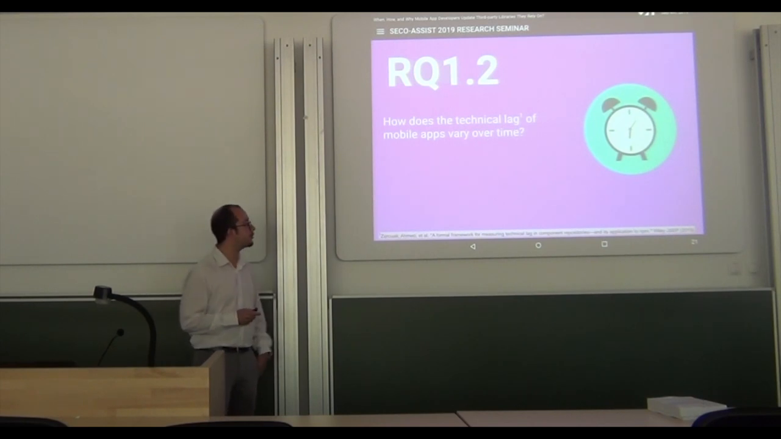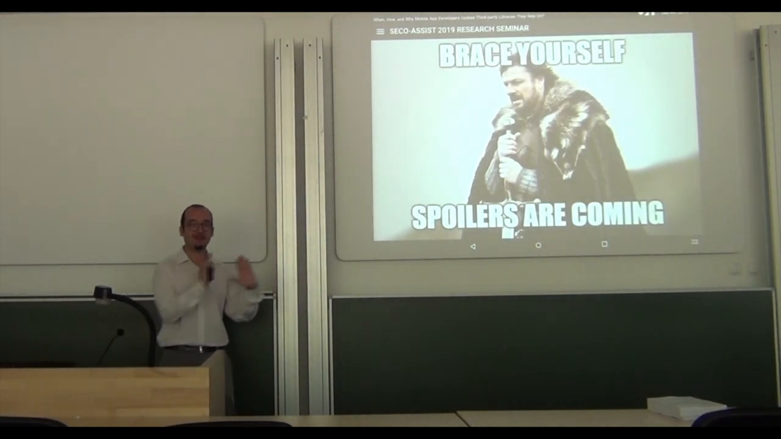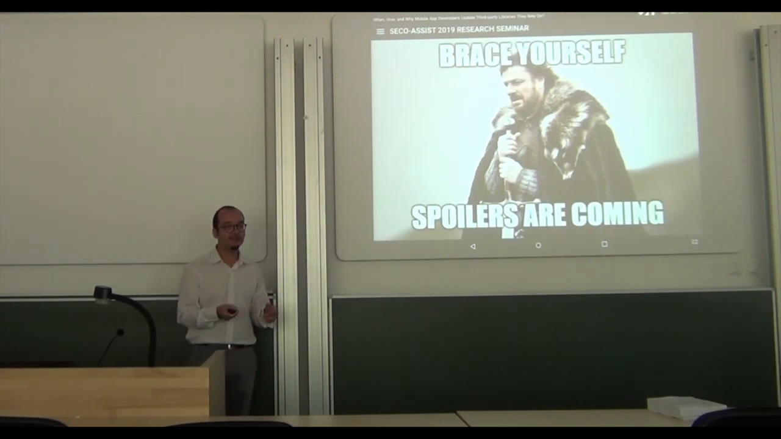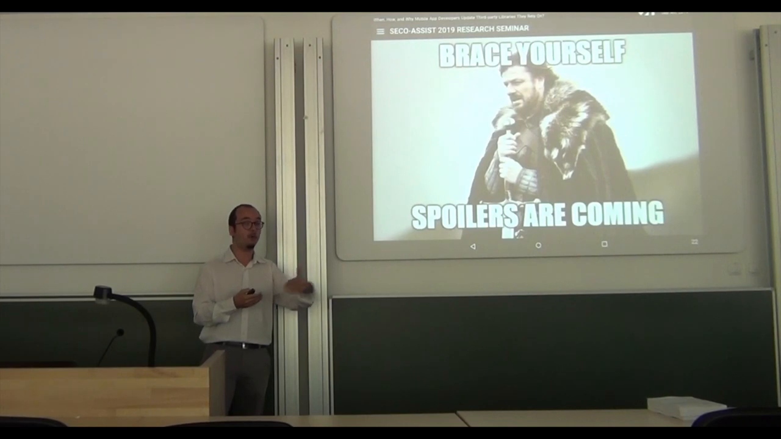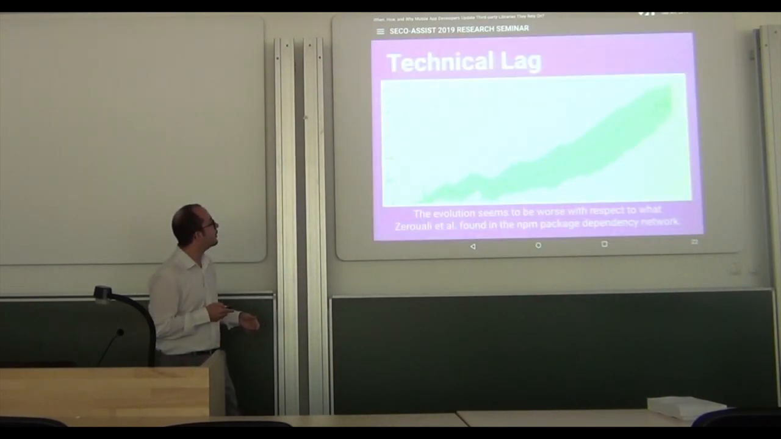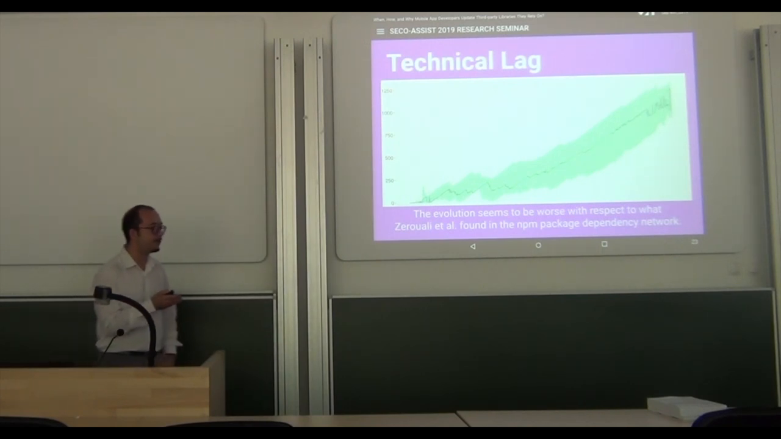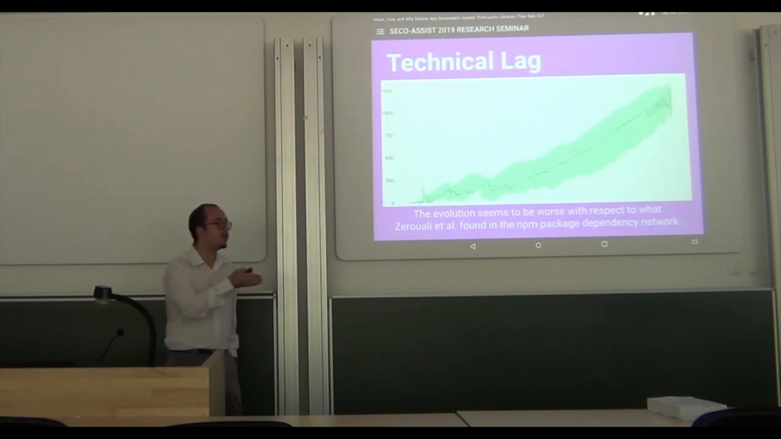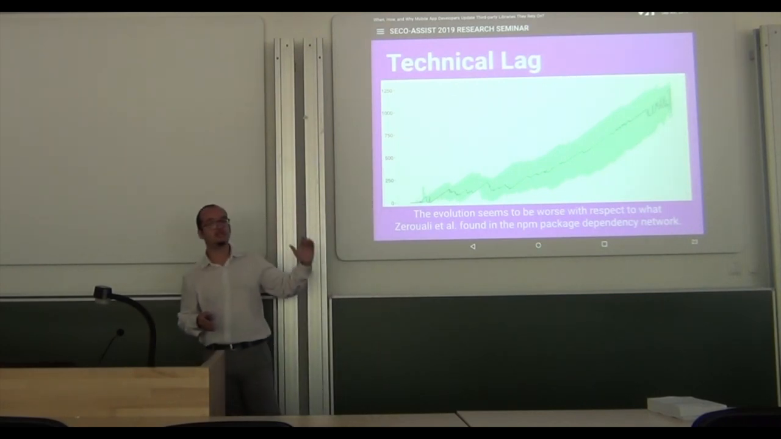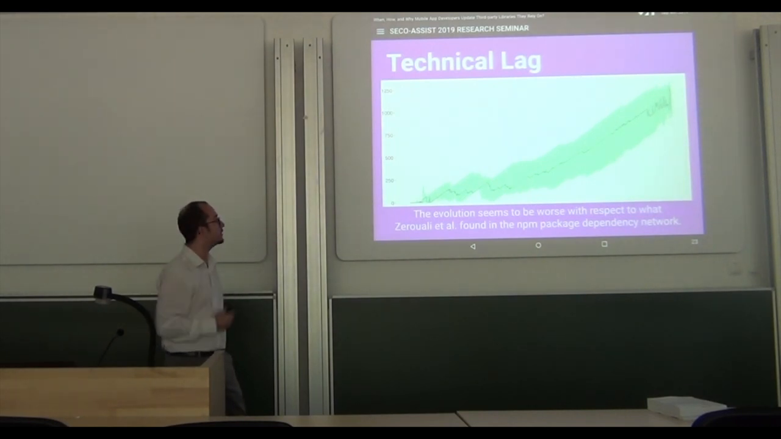In the second part of this first research question, we had a look at the technical lag. I will not spoil anything about this part. This is for later. I will just tell you that technical lag basically is a way to understand how far you are from the ideal solution. So basically, how far you are from the case in which you are updating all the libraries that you could. So basically, when we look at the lag, we found that the technical lag is increasing all the time, and basically you can see that it's even worse than what Ahmed saw in his study. So when you have a look at mobile applications, you see that technical lag is never stable. After years, it used to increase, and you never have a plateau that is fixed.